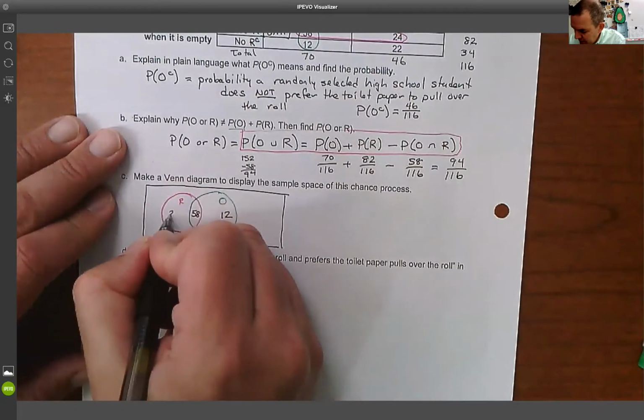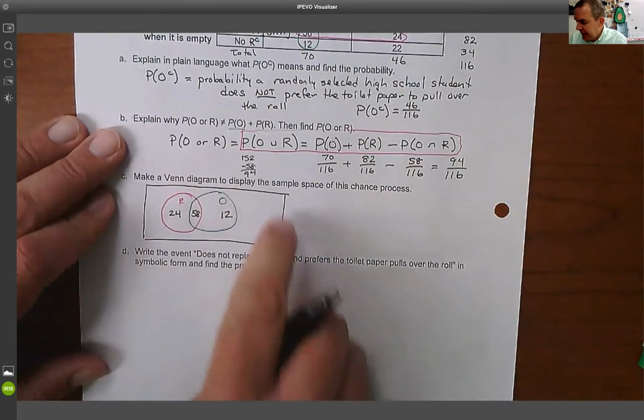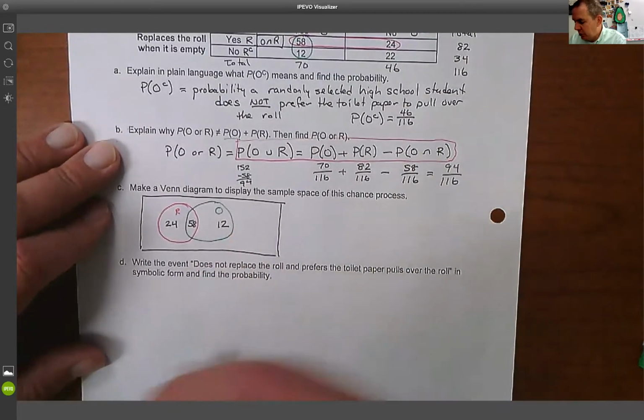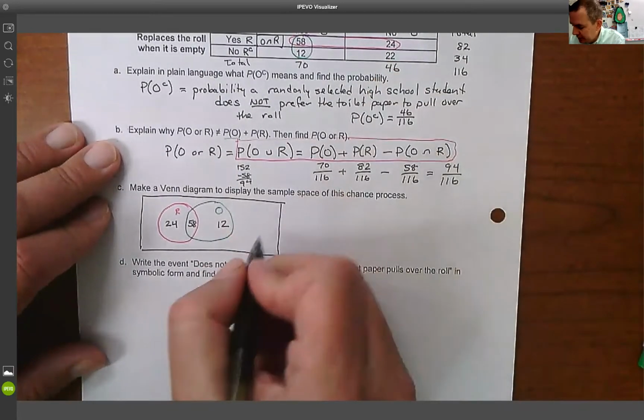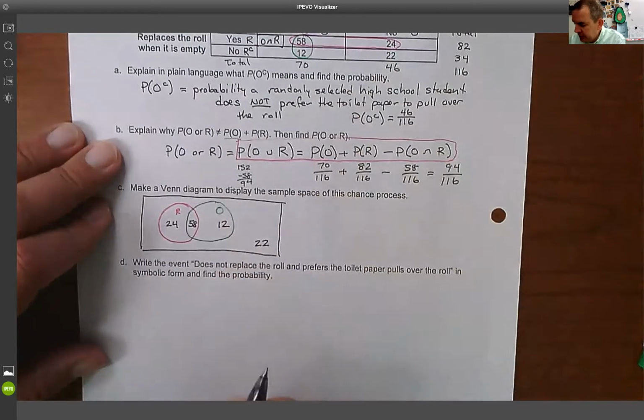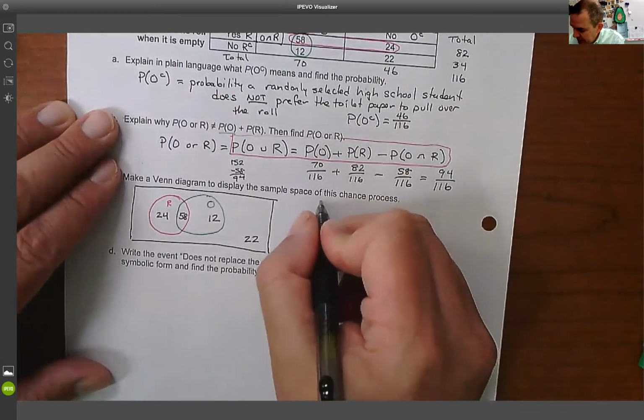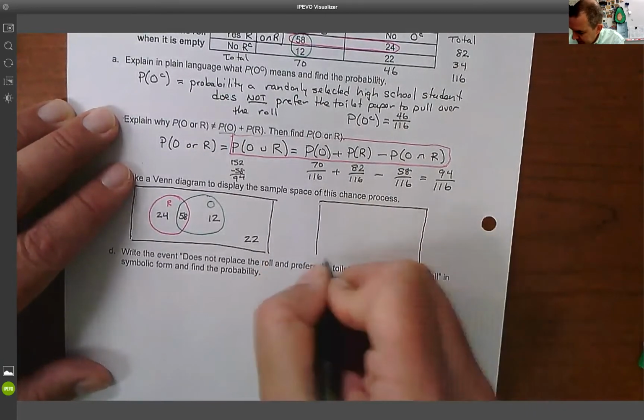These are the people who replace the roll, but don't prefer it over the top. It's these 24. And then outside in this box out here, these are the people who neither replace the roll nor prefer it over the top. It's the people we didn't include, those 22. So that would be my sample space in that one. Or you could have done it with the probabilities as well. Either one would have been fine.